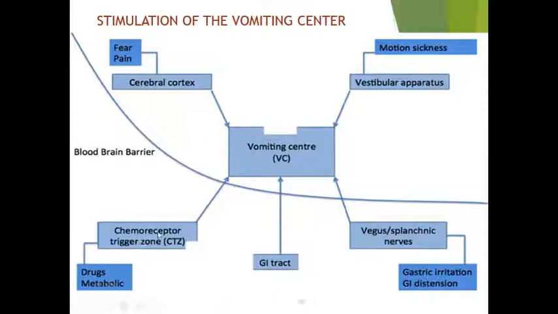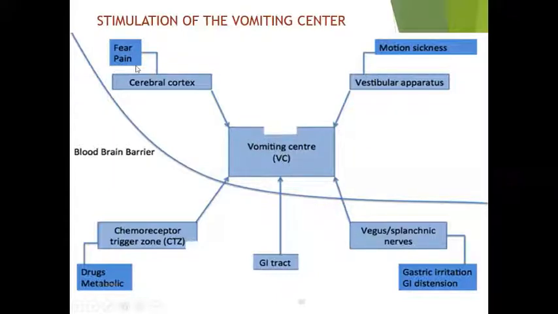So we said we have the chemoreceptor trigger zone that is sensing some toxins. They could be coming from drugs or metabolites that are stimulating the chemoreceptor trigger zone. It's the area postrema, so it's outside the blood-brain barrier. So those toxins can move from the capillaries to come and stimulate the chemoreceptor trigger zone. Then there are sensory projections to the vomiting center. They are stimulatory to the vomiting center. Then the vomiting center will initiate vomiting.